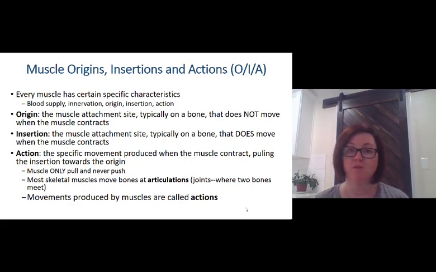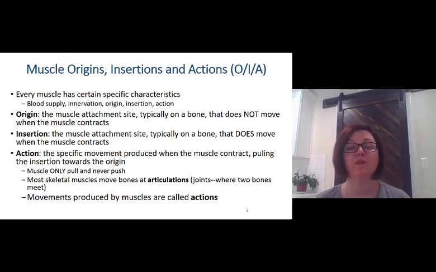The origin of the muscle is the muscle attachment site, typically on a bone, that does not move when the muscle contracts. While the insertion is the other end of the muscle. It's the muscle attachment site, typically on a bone, that does move when the muscle contracts. So think of a muscle as having two ends. Okay? One end is attached to a bone and the other end is attached to a different bone. The origin is going to be the muscle attachment site that doesn't move. It's the stabilizer when the muscle contracts. And the insertion is going to be the muscle attachment site that does move when the muscle contracts.